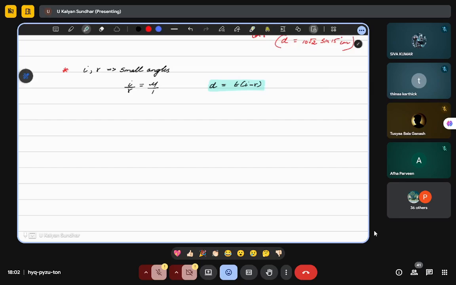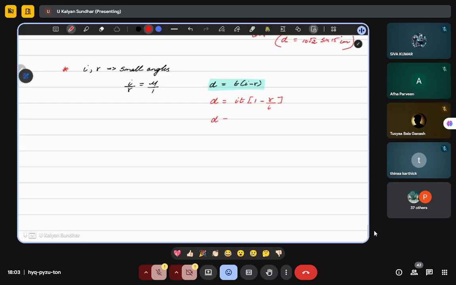In terms of the refractive index, I'll just give that also. In a common case, you will write it as I into T into (1 minus R by I). R by I is 1 by mu, I by R is mu, then R by I is 1 by mu. So I can write your lateral displacement as I into thickness into (1 minus 1 by mu). This is with respect to refractive indexes.